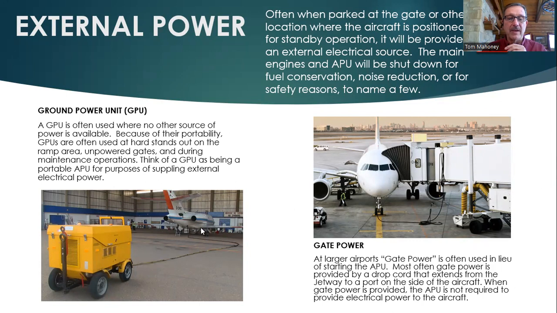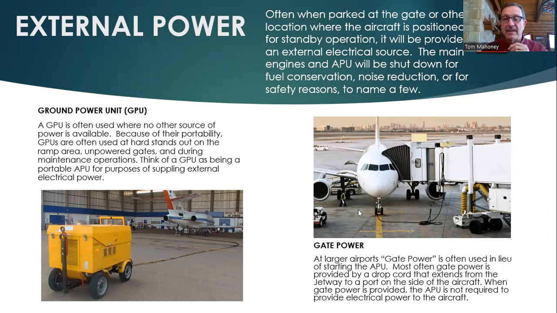They don't want to run the APU inside the building, obviously not going to run the main jet engines. So for safety purposes, they've got a GPU parked in here, probably close to the door, and maybe putting out some carbon monoxide. They want to keep the hangar free of that, so it's probably close to the door. And they've got a big long drop cord plugging in to the external power port on the side of the aircraft. And in this case, I suppose that might be a CRJ 700. So think of the GPU as being a portable APU for the purposes of supplying external power to the aircraft.